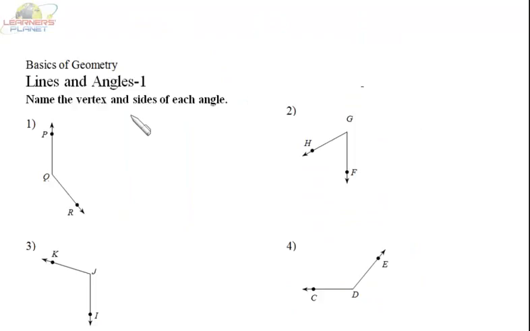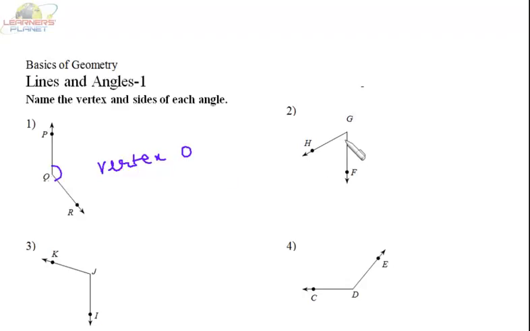Now, in the very first question, we have to name the vertex and sides of the angles. Here we see angle POR. OR is a ray and OP is also a ray, and they are meeting at the point O. So what will be the name of the vertex? That is O. So the vertex is O, and the sides are OP and OR.